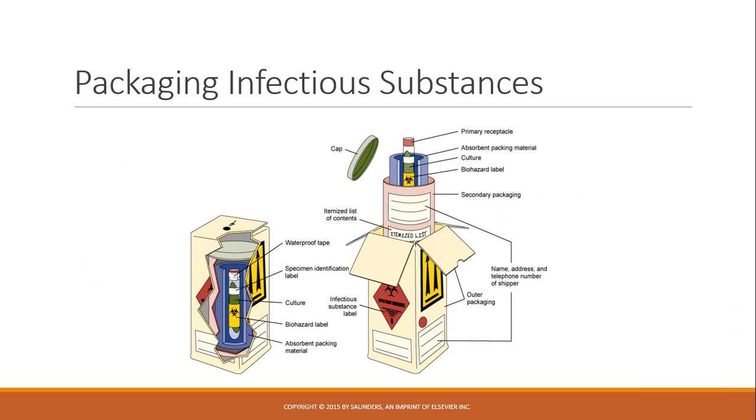Here's an example for packaging infectious substances. And if you're going to be required to package substances and mail them through the mail, FedEx and all that, you'll have to take a course to do this and be certified in it. But this is just an example of, you put the sample in there, there's an absorbent, and you put it in a secondary. There's a lot more entailed when you're transporting infectious substances through the mail.